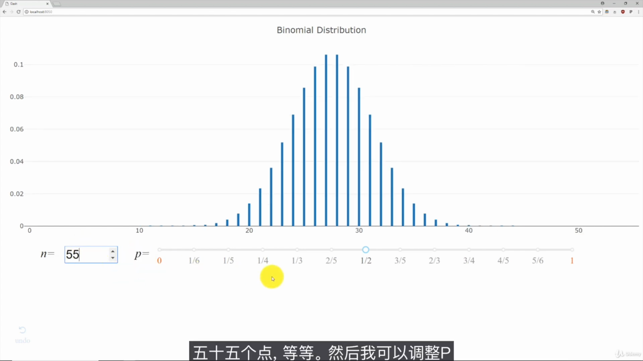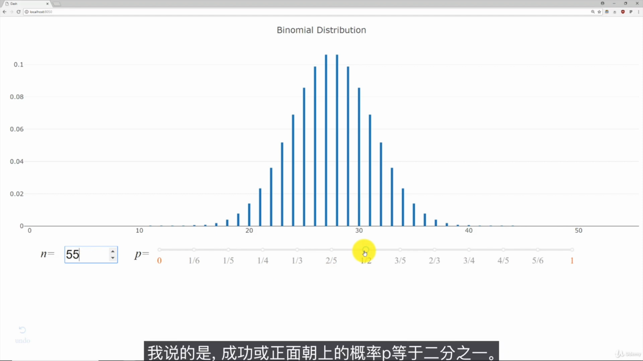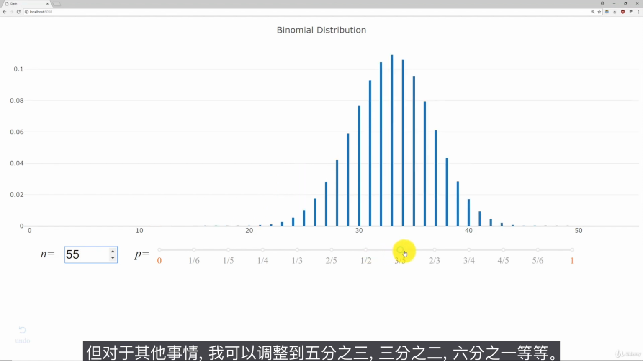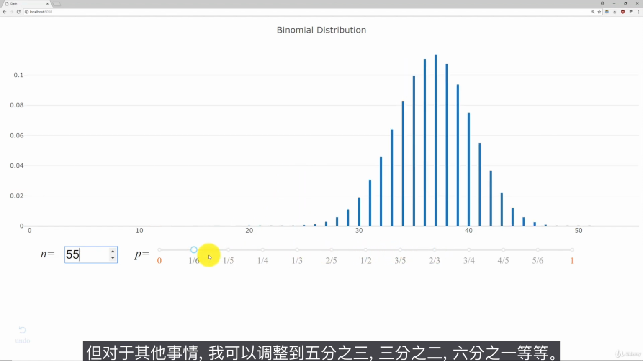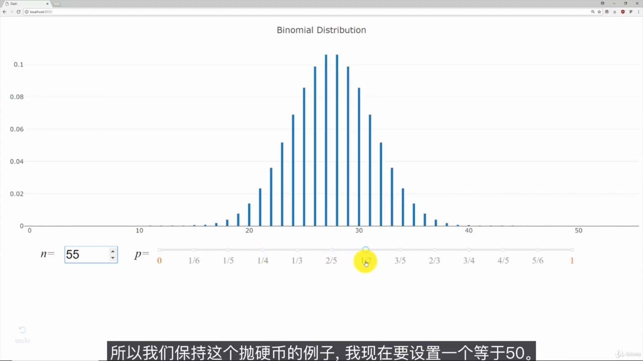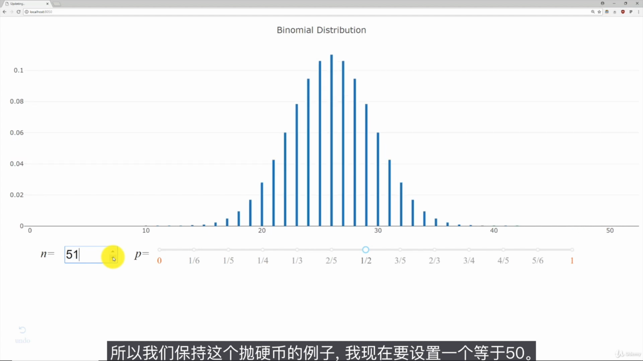And then I can adjust P. Right now I have it on 1/2 because it's a fair coin, and I say something like the probability P of flipping a success, or heads, is equal to 1/2. But for other things, I could adjust it to 3/5, 2/3, 1/6, and so on. So let's keep it at 1/2, keeping this example of flipping a coin. And I'm going to set N equal to, right now, 50.